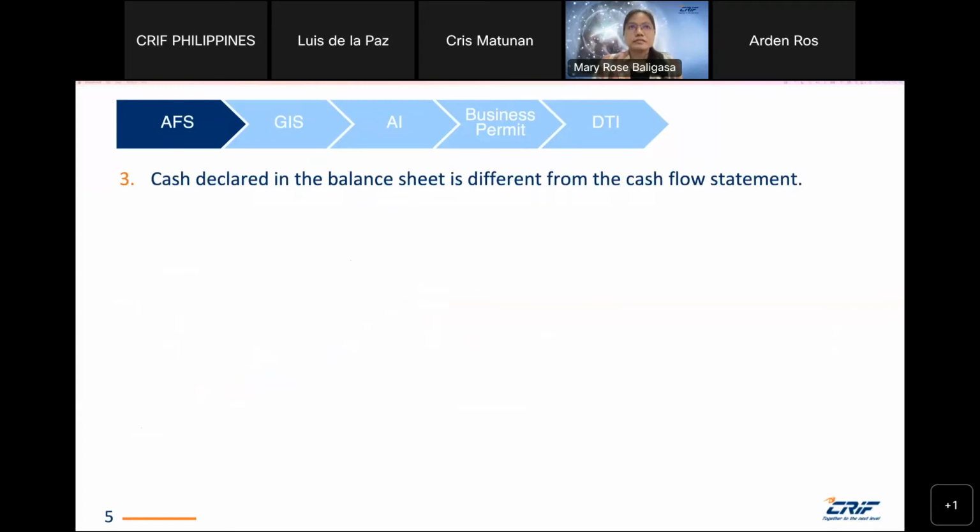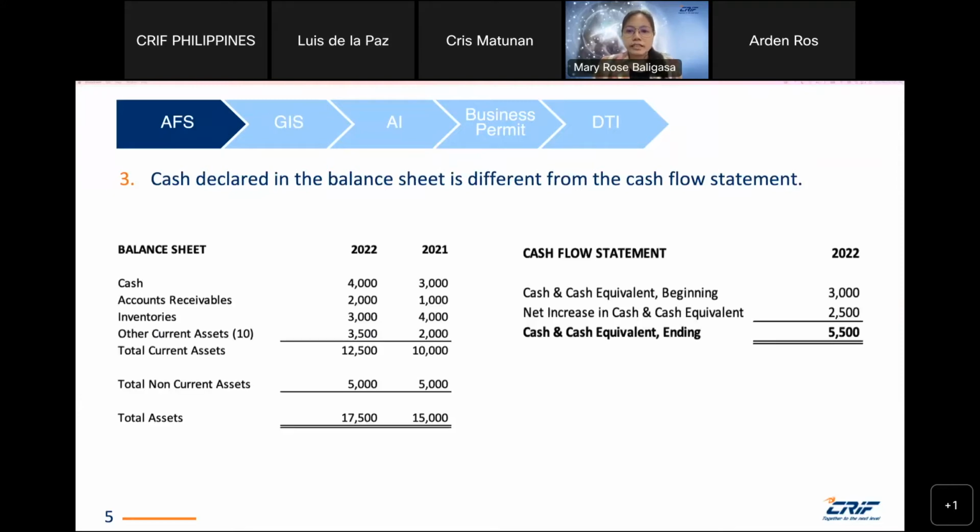Number 3, cash declared in the balance sheet is different from the cash flow statement. You will notice that the figures in the financial statements are interrelated to each other. The cash flow statement computes how much cash should be presented in the balance sheet. You can see that the cash flow statement ending for 2022 is 5,500, and yet the 2022 cash is only posted at 4,000. Therefore, this is red flag.